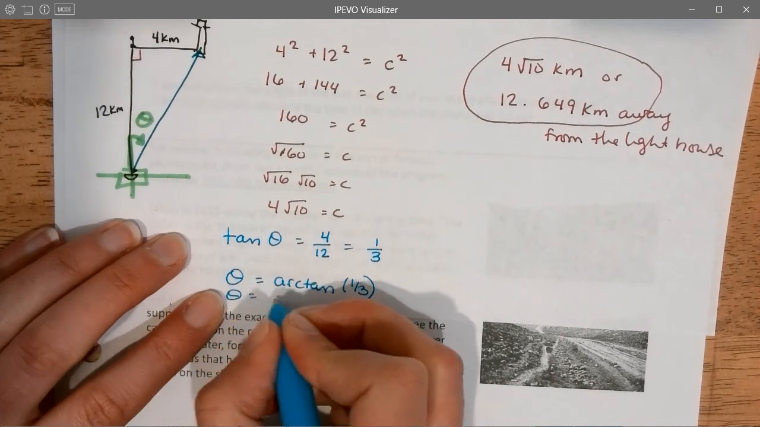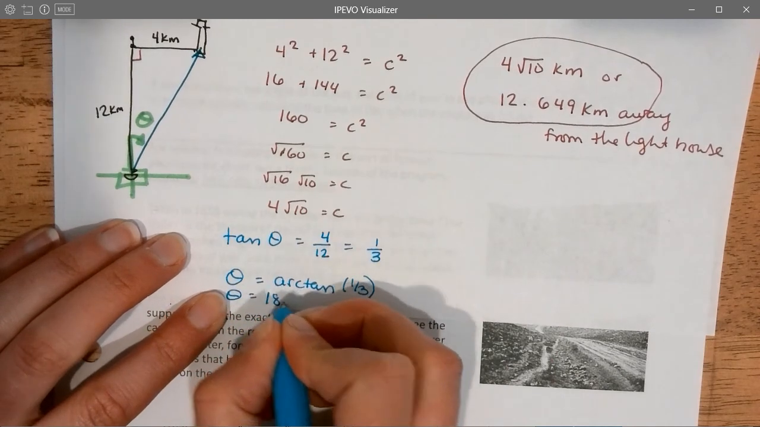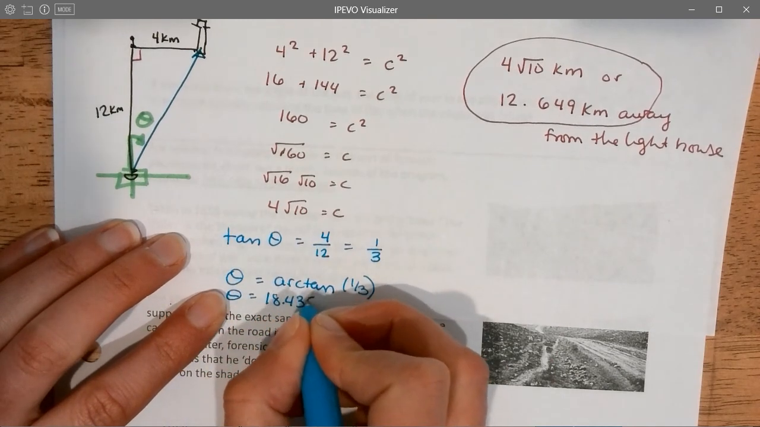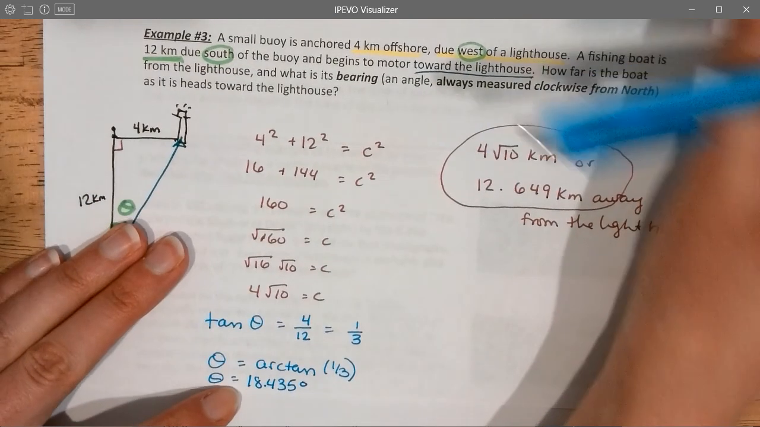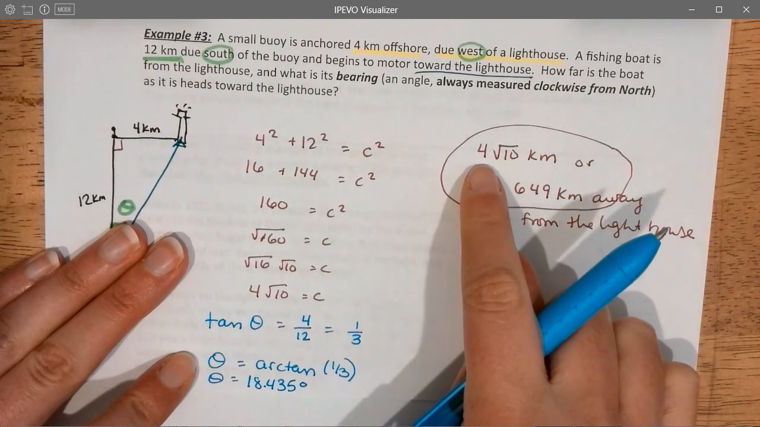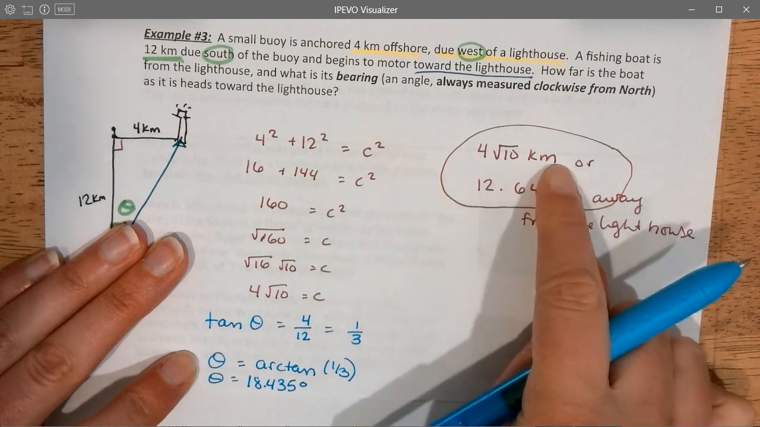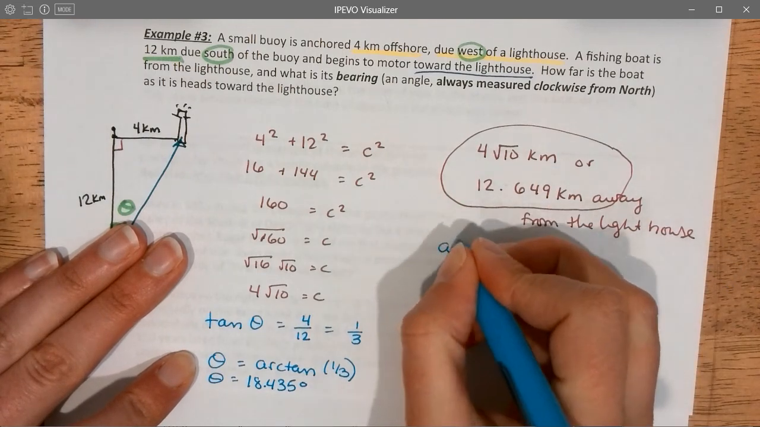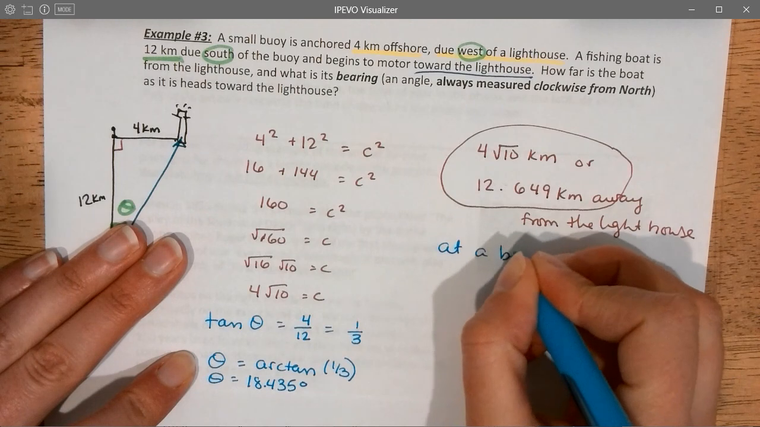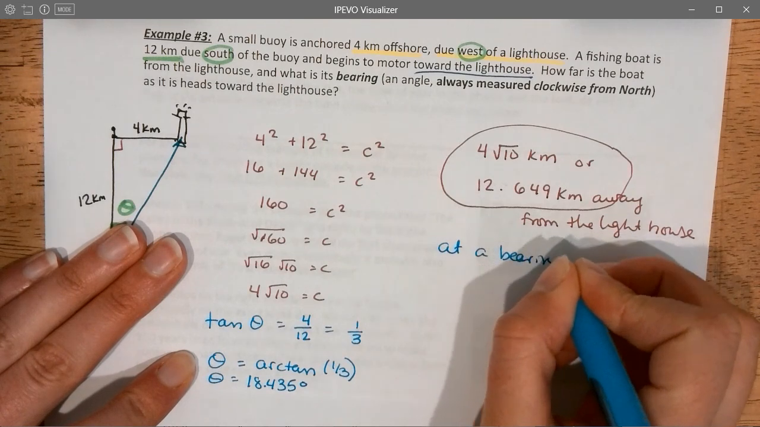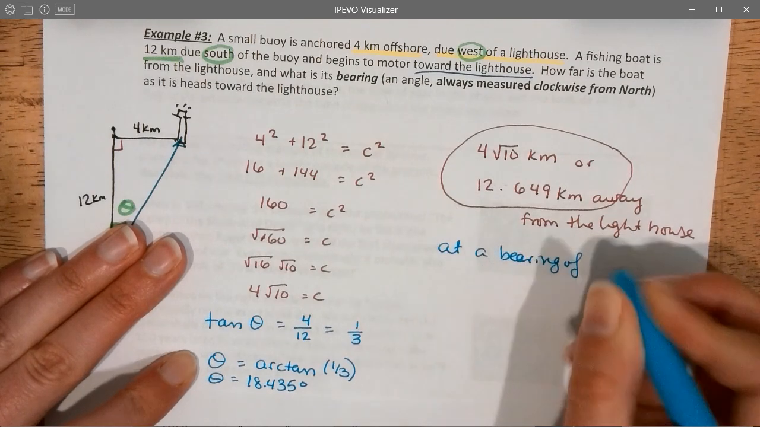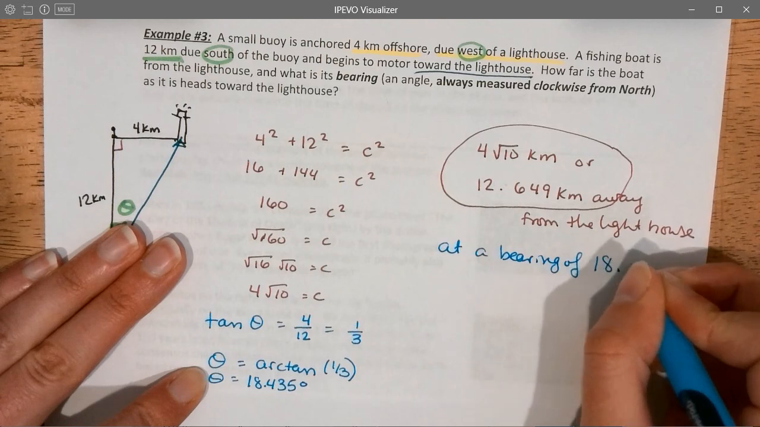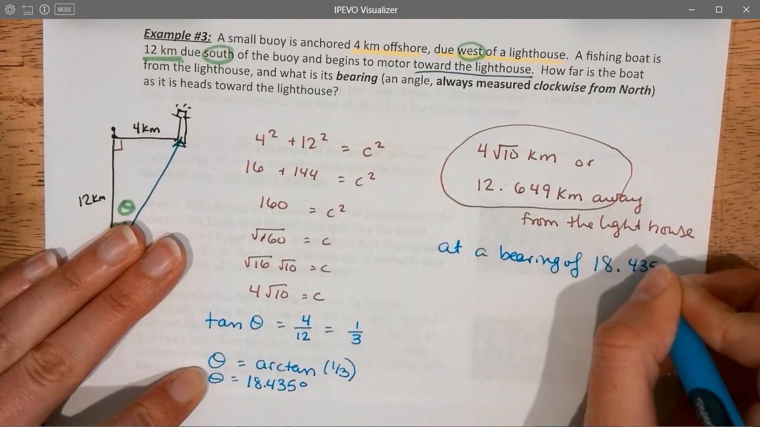So theta equals 18.435 degrees. Okay, so our answer is two parts. First of all, we're 4 square root of 10 kilometers, or 12.649 kilometers away from the lighthouse at a bearing of 18.435 degrees.